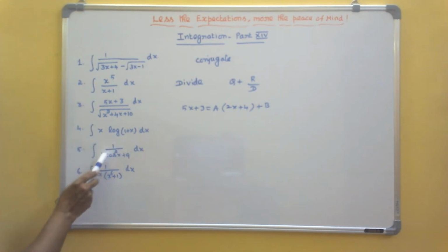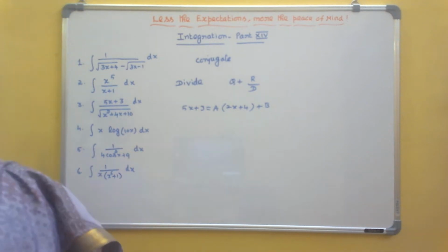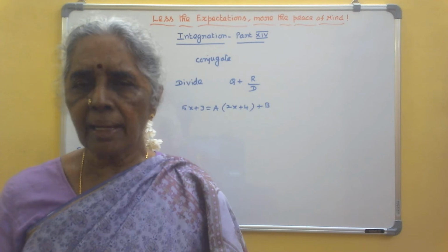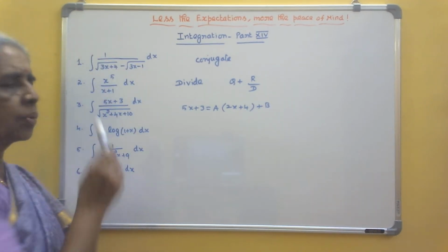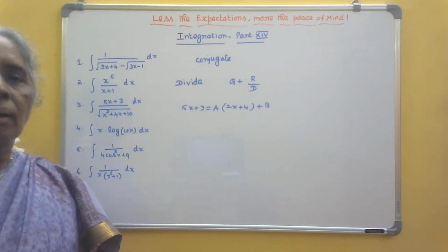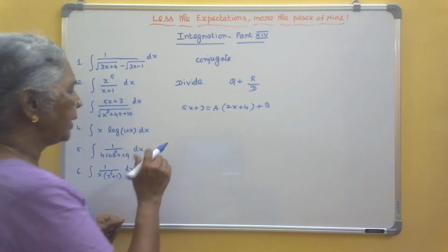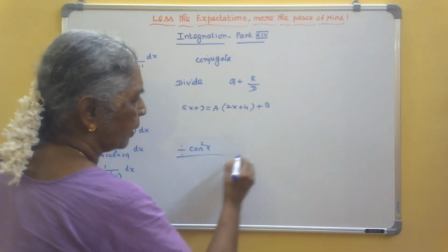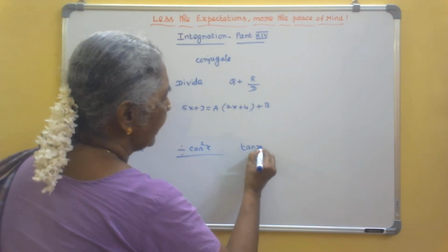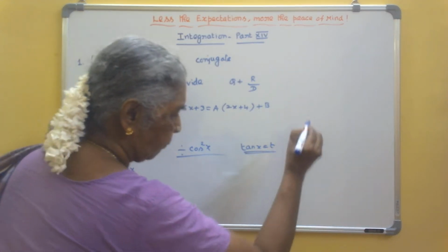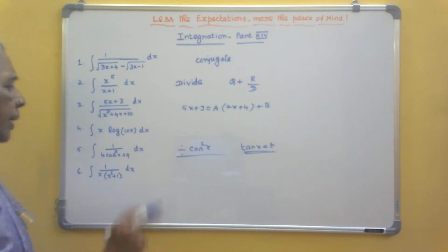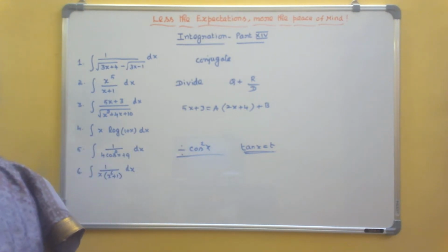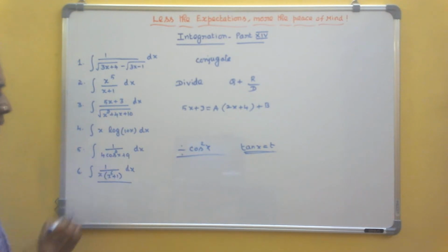Come to the fifth one. Integral 1 by 4 cos squared x plus 9 dx. Remember the special formula I taught you? It is like a plus b cos squared x. So divide the numerator and the denominator by cos squared x, that is step 1. Then put tan x is equal to t. That's all. Actually here you will get some secant squared x. You can write it as 1 plus tan squared x. Okay.